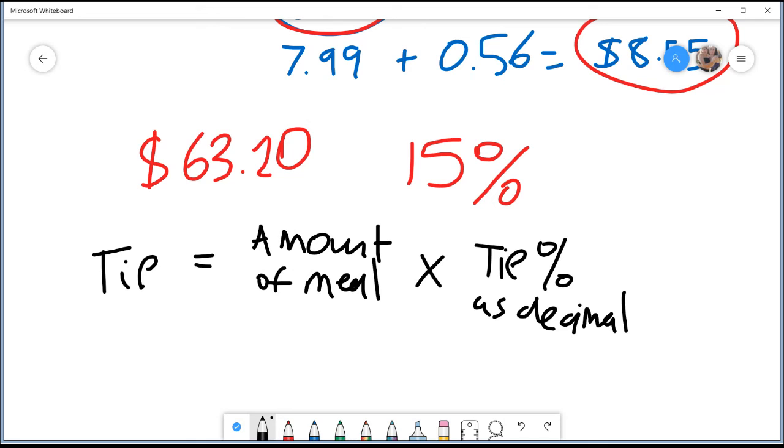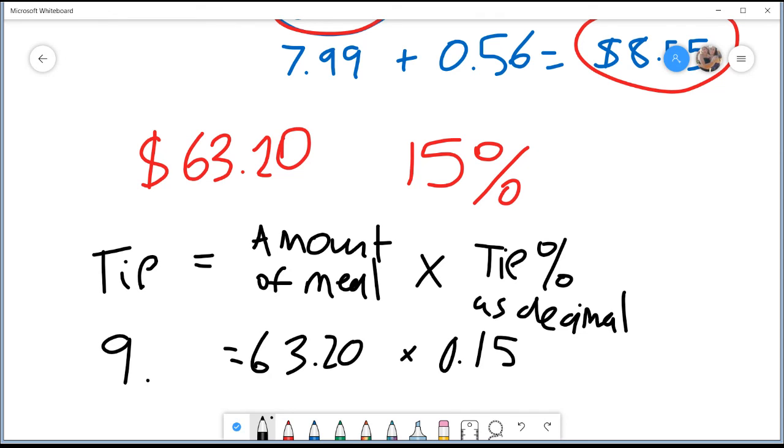So, just like last time, we're going to take our original amount, which is $63.20, and we're going to multiply it by 15% as a decimal. Remember, you move the decimal point 2 spaces to the left when you're converting from percentage to decimal. That means we're going to multiply it by 0.15. When we do that, we get a tip of $9.48.